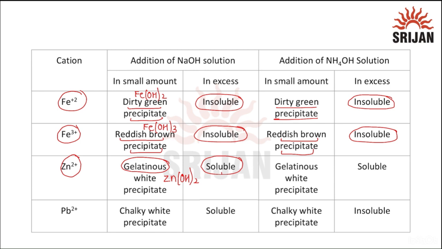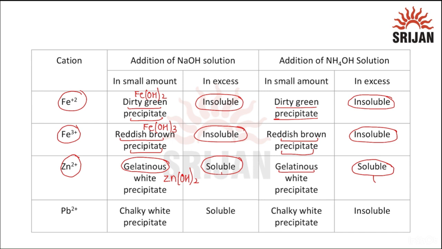Coming to the addition of NH4OH solution, we observe gelatinous white precipitate as in the case of NaOH, and on increasing the amount of solution of ammonium hydroxide, again this precipitate becomes soluble because it forms complex with ammonia.